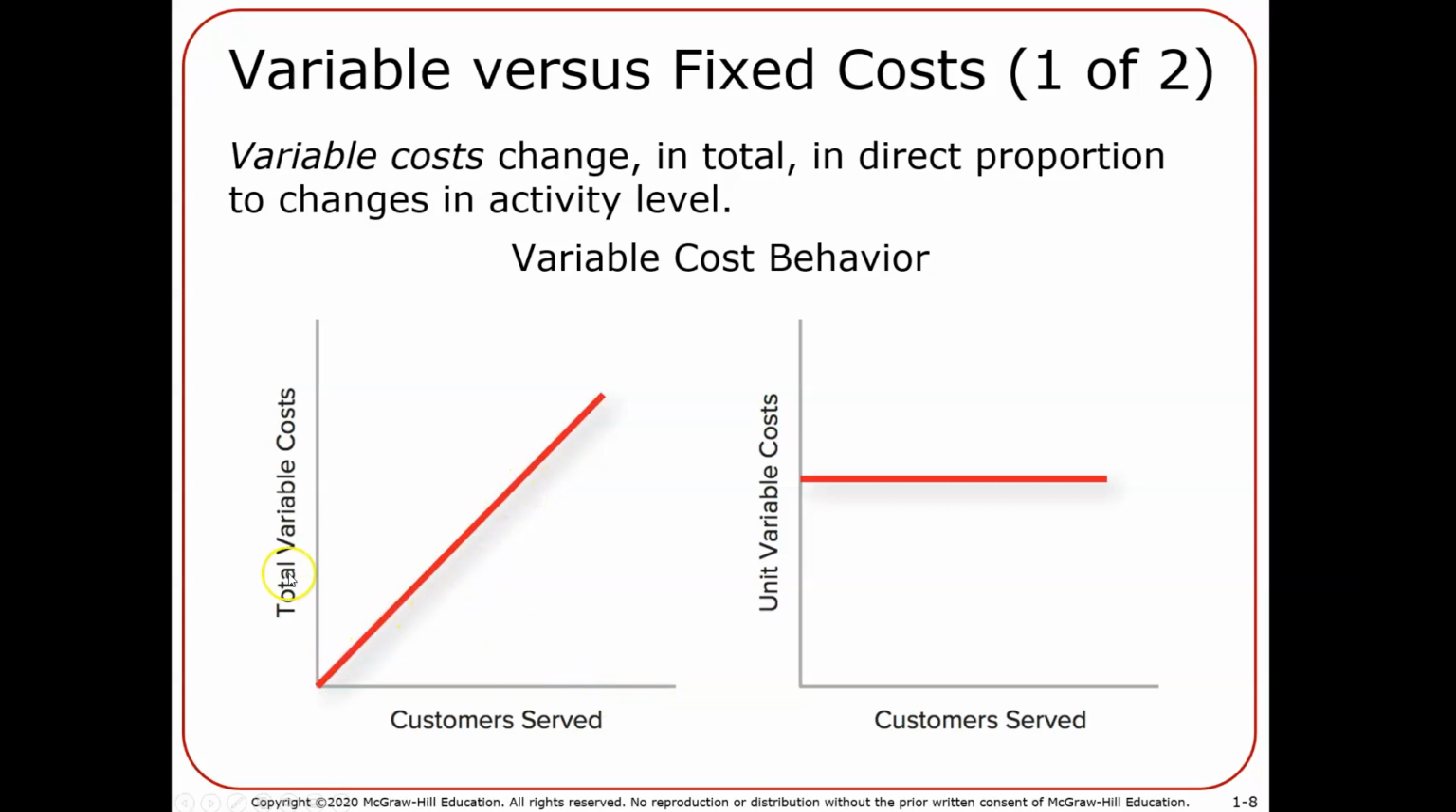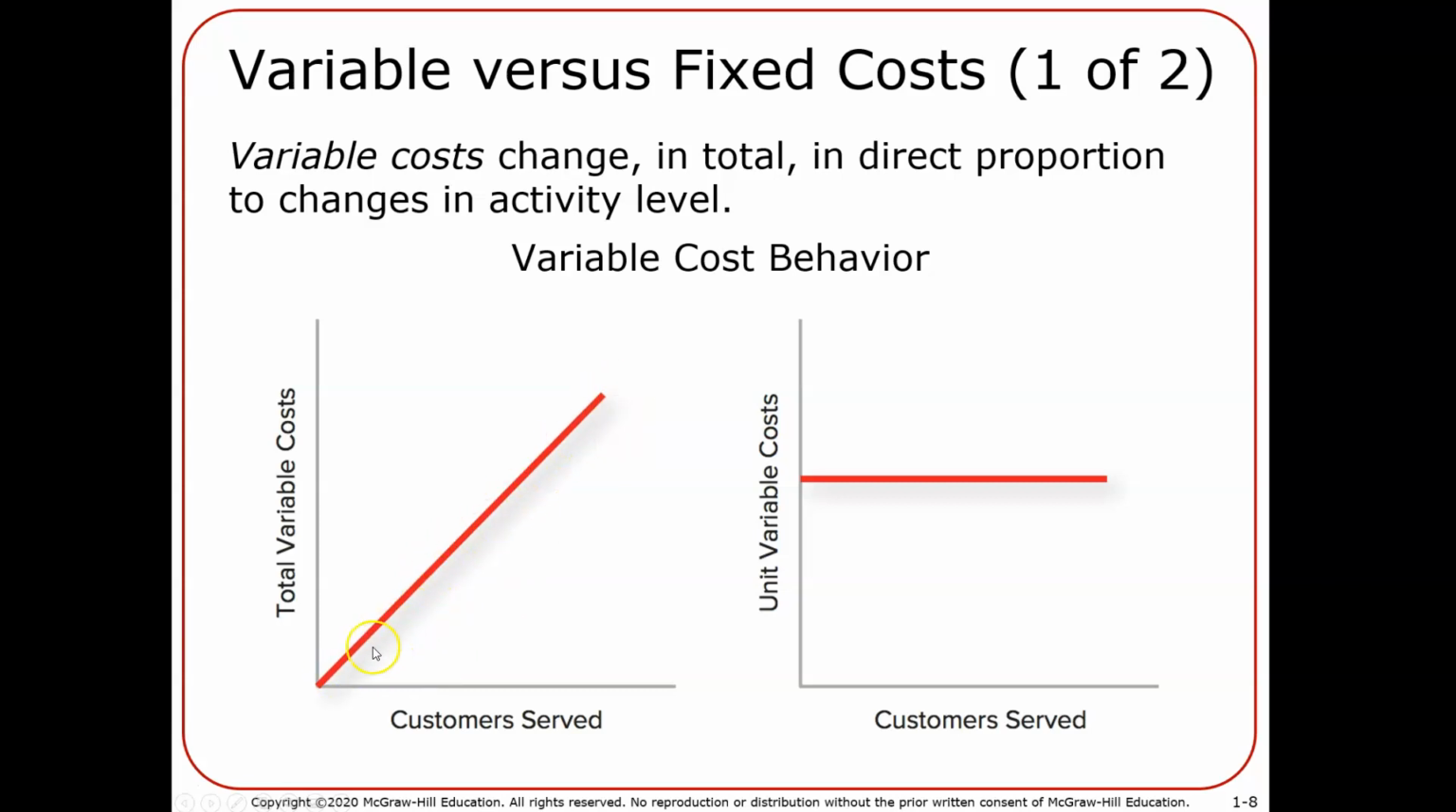That's in total. The per unit variable cost remains the same no matter how many customers we serve. If we serve 0 or 1,000, our per unit cost is the same within a relevant range. So we'll always qualify that with the concept that it has to be within a relevant range. Obviously, if we serve 1 million customers, things might change a bit. So remember, we're talking about relevant range. And this seems to be a really simple concept until you try to apply it. So variable costs change in total in direct proportion.